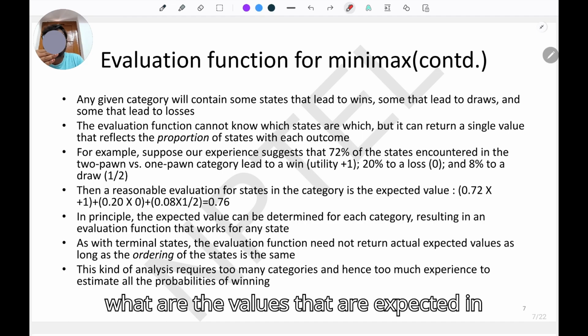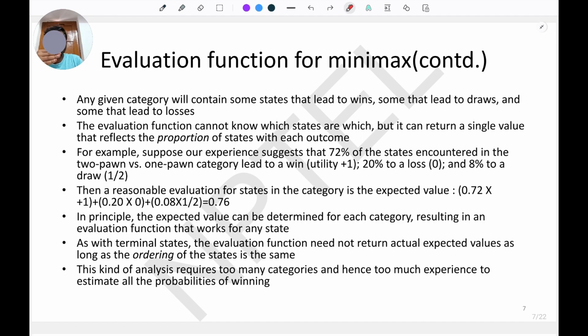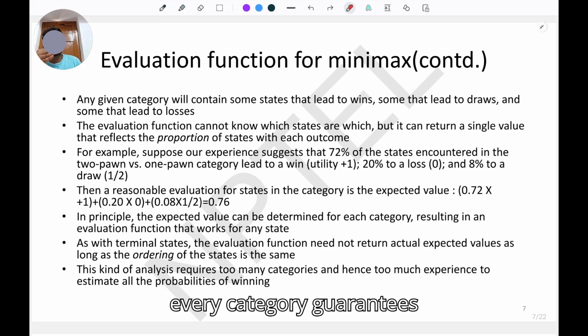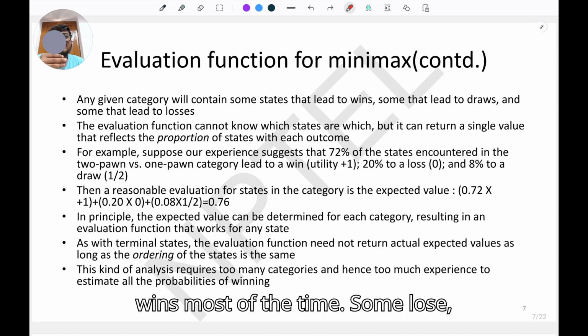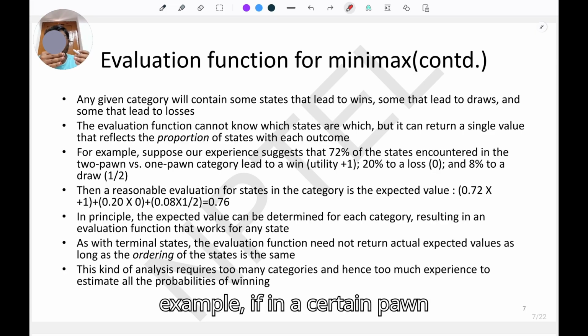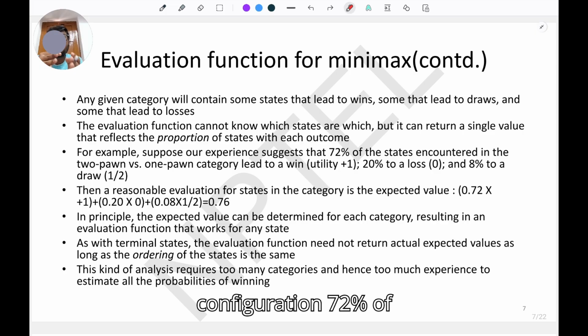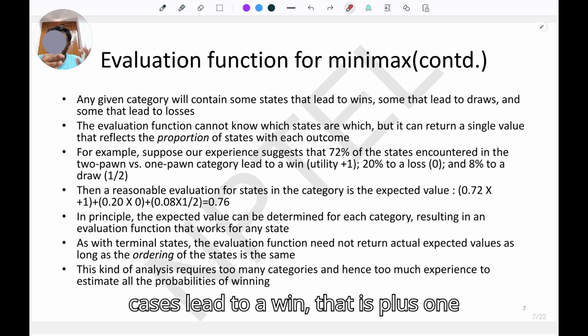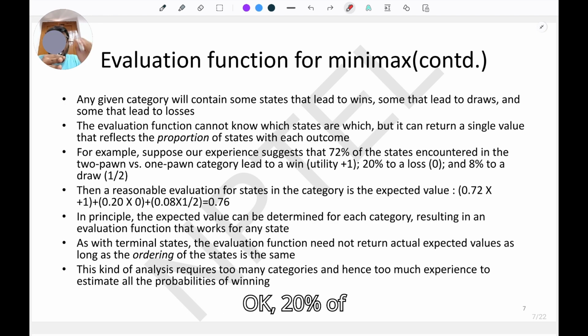What are the values that are expected in evaluation? Not every category guarantees a win or loss. Some lead to wins most of the time, some to losses, some to draws. For example, if in a certain pawn configuration, 72% of cases lead to a win, that is +1, 20% lead to a loss, 0, and 8% to a draw.